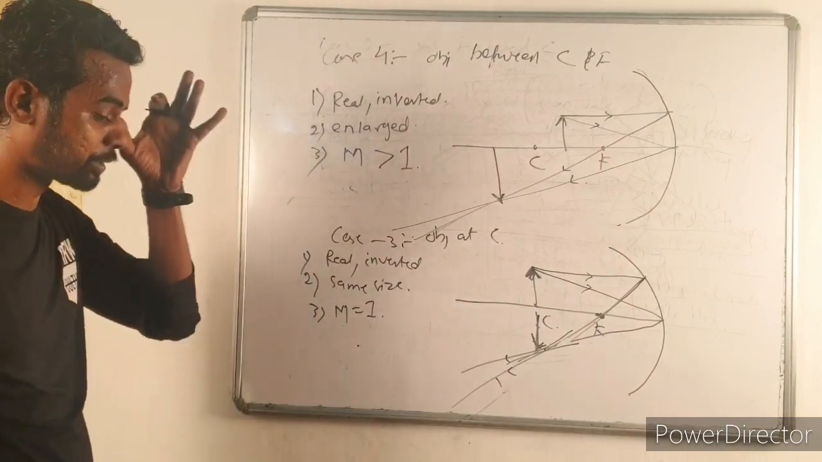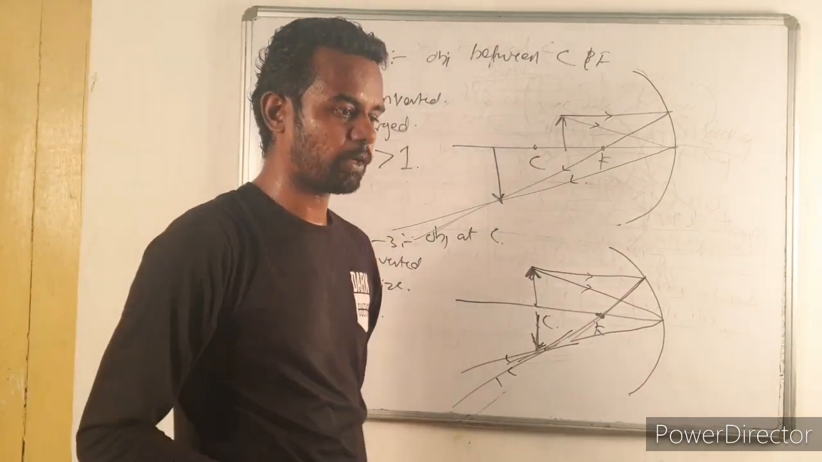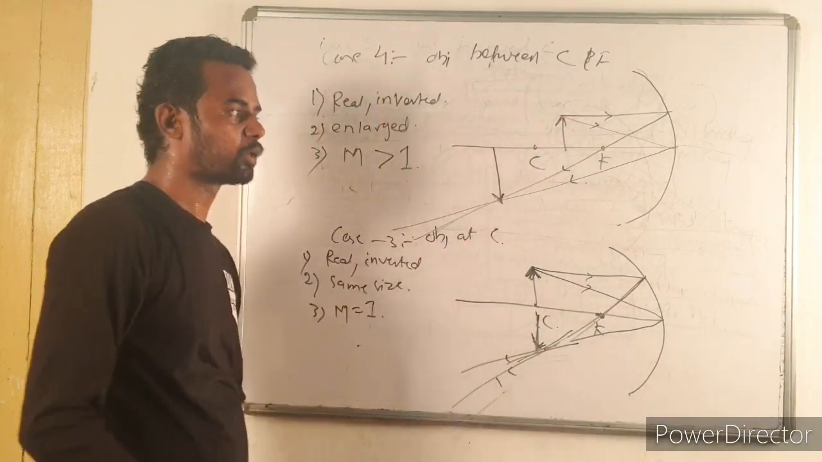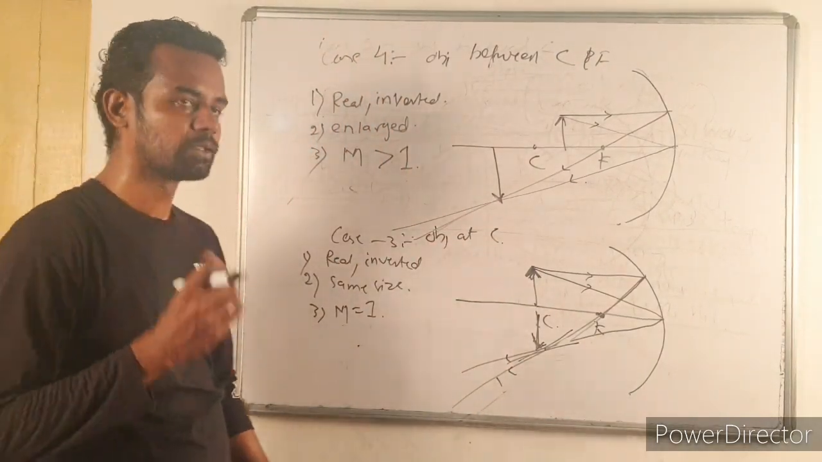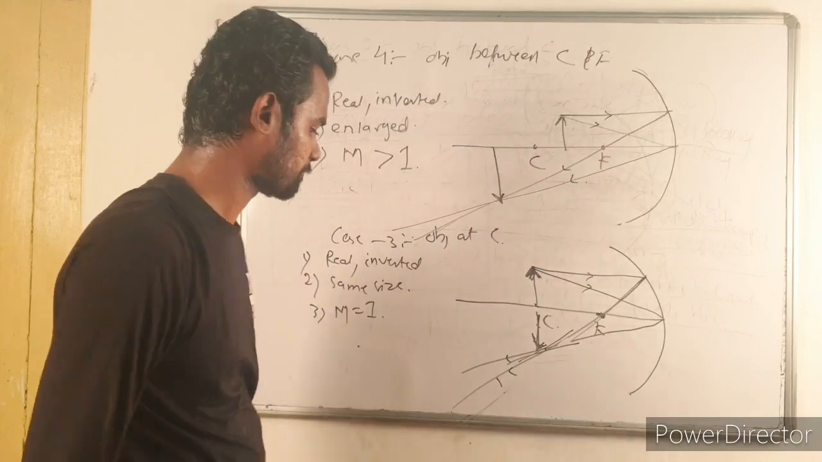Alright. So again the question is, a concave mirror forms an image bigger than the object. What will be the position of the object? It should be between C and F.